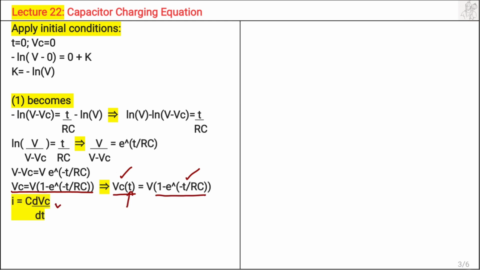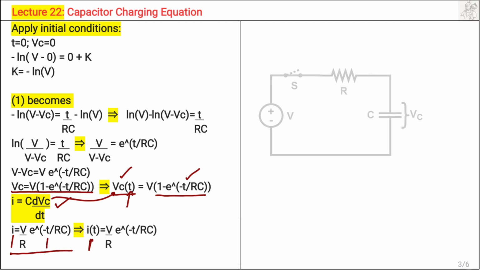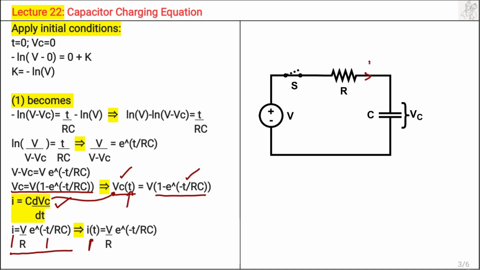Similarly, current is simply I is equal to C dVc by dt. Putting the value of Vc in this equation and solving for the derivative, I becomes equal to V by R e raised to power minus t by RC. And since I is also dependent upon t, we can write I as a function of time. So therefore, in this circuit, I(t) is equal to V by R e raised to power minus t by RC, and Vc(t) becomes V times (1 minus e raised to power minus t by RC).